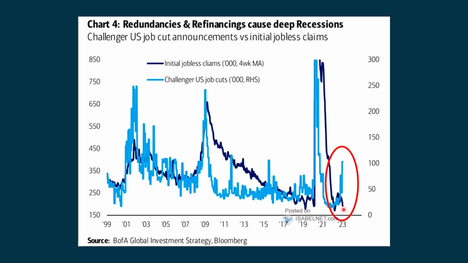This looks at job cuts and compares it to initial jobless claims. We're seeing a real decrease in jobless claims right now. Well, the Challenger U.S. job cuts are really starting to spike up. We might start seeing that reflected in the initial jobless claims.